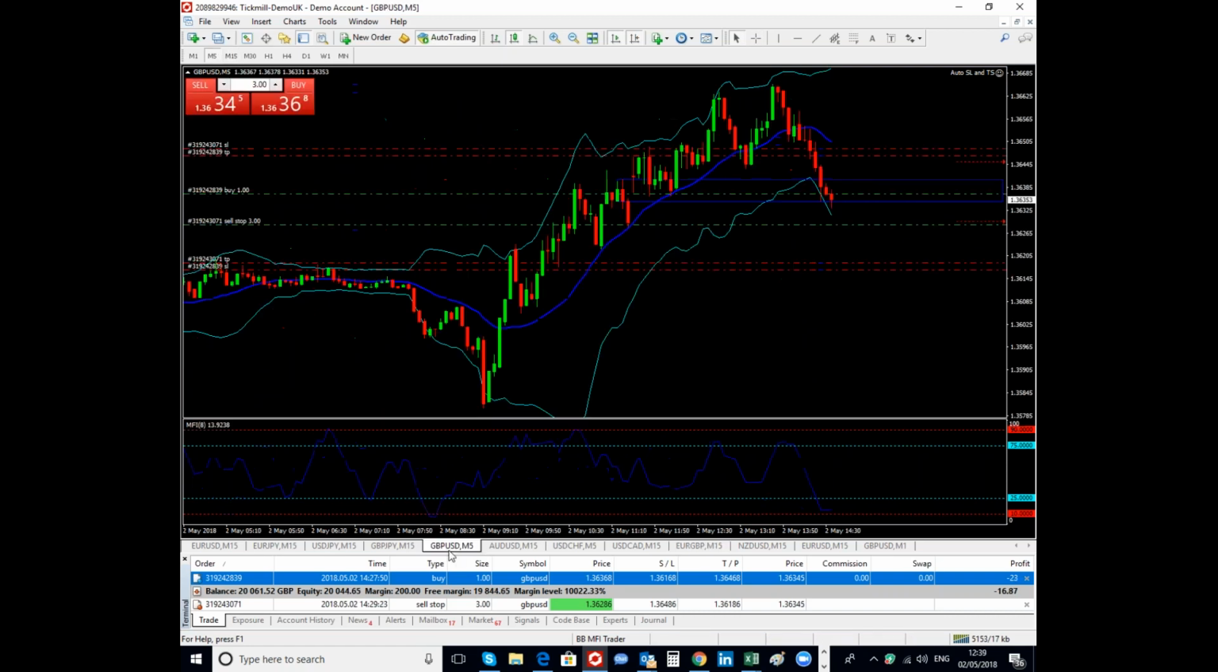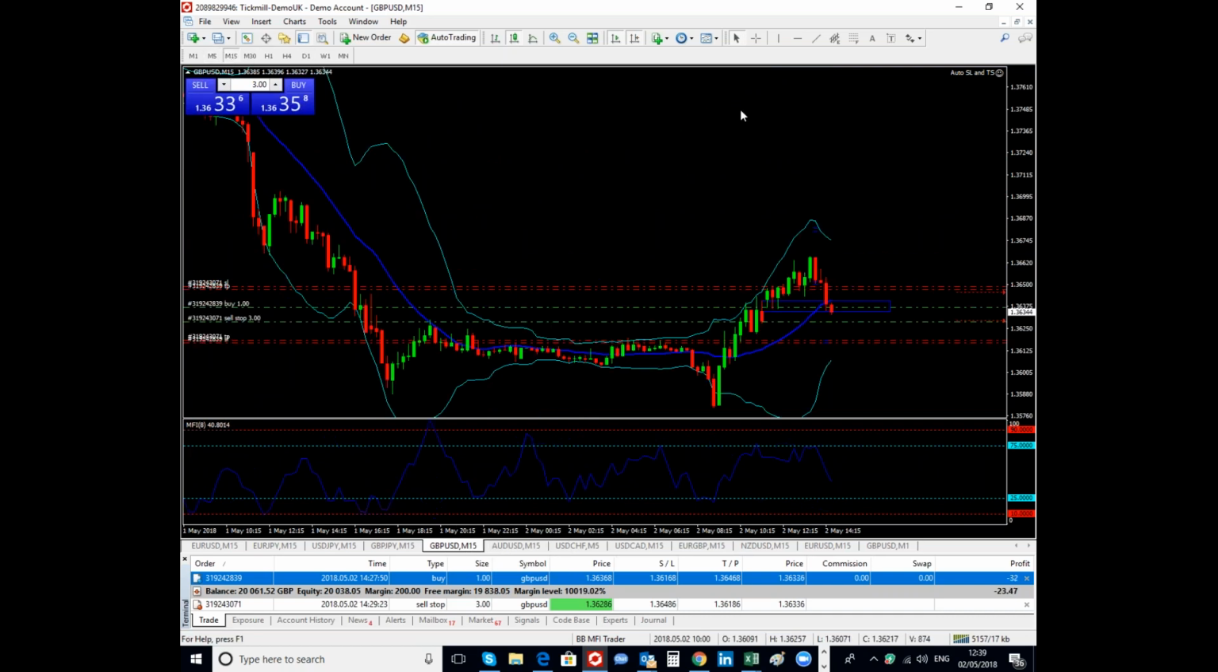Cable, what's cable doing? Still waiting for cable to play out. Come on, cable. It might still come to the lower band. If it does, then I'll be set up to take a buy in the middle on the lower band. It will close out these trades and it will give me another opportunity again. So hopefully we can see that and you guys can see it play out.